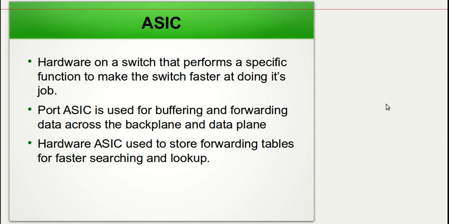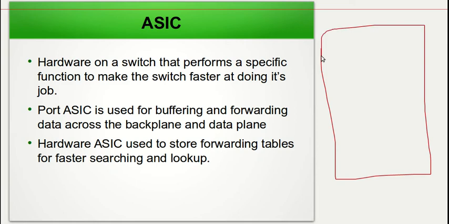A switch also contains ASIC hardware. ASIC hardware is hardware on a switch which is specialized for performing certain functions. With ASIC hardware, there are two main types: port ASICs and hardware ASICs. Hardware ASICs are chips on, let's say, the motherboard of the switch, which store the forwarding tables. They store the tables a switch needs in order to forward traffic. So they would tell a switch whether it should forward data and where it should forward the data to. And by having these in hardware, it makes the switch really fast at forwarding data.